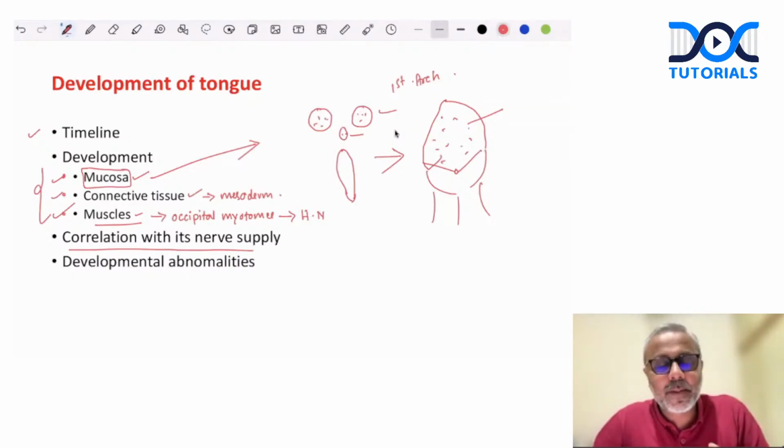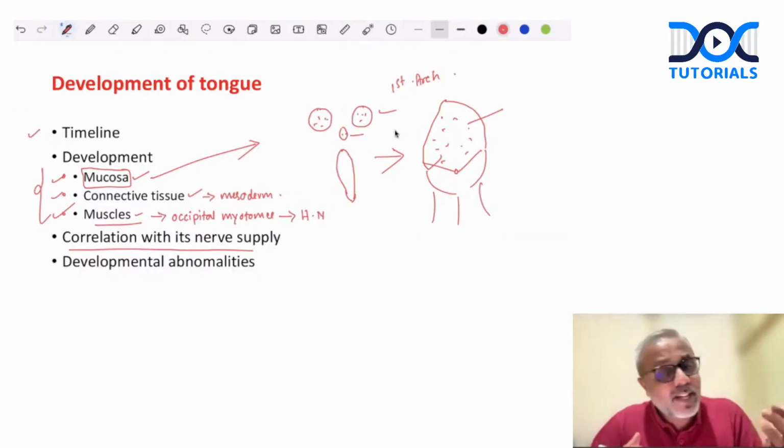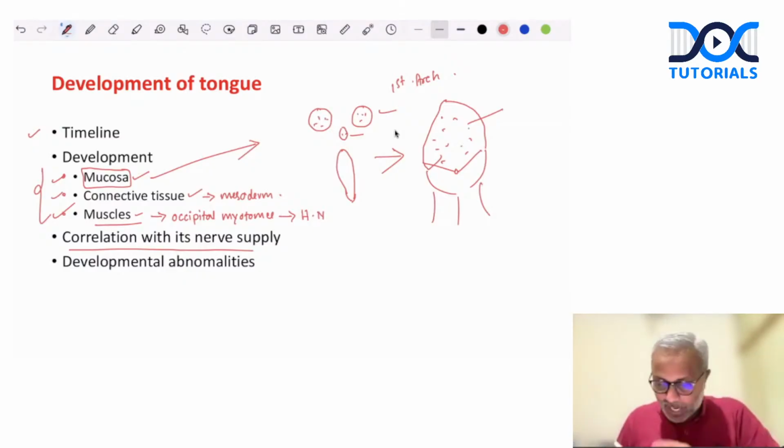lingual nerve, right? Then what happens to the posterior one-third of the tongue? It comes from what? The hypobranchial eminence, right? Then the posterior most part of the tongue, the caudal part of the hypobranchial eminence, are derived respectively from the third and the fourth arch, hence innervated by glossopharyngeal nerve and the vagus nerve, right? This is what we need to write.